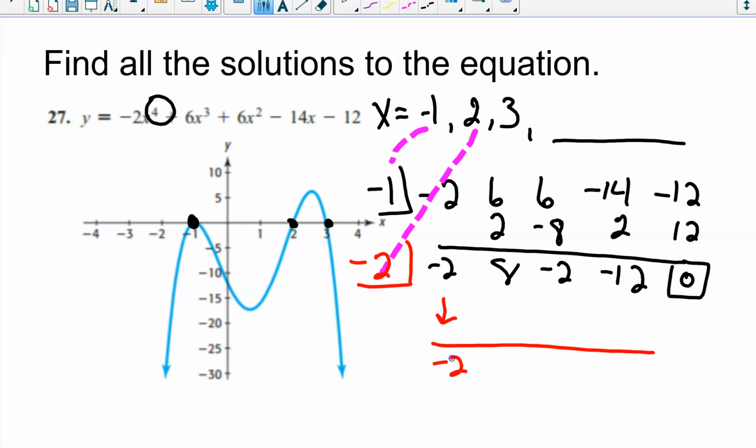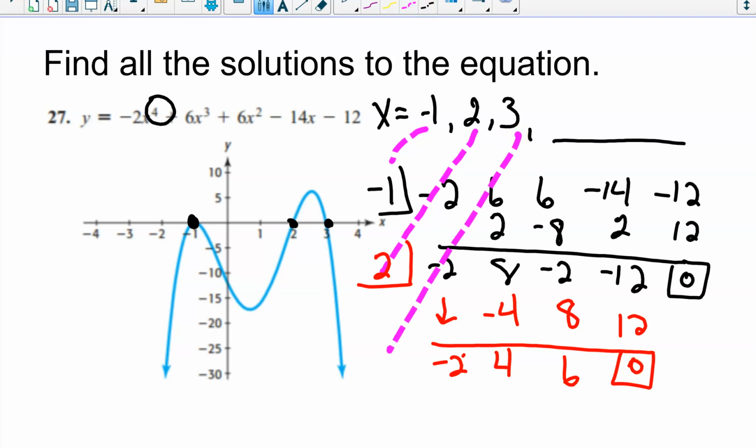Bringing that down, that's -2. -2 and -2 is a, oops, that's supposed to be a +2. -2 and 2 and -2 is -4. Add. So that is 4. 2 times 4 is 8, and that is 6. And then 2 times 6 is 12, and that remainder is 0. Again, that's your telltale sign I did it right. And then the last one, which is 3, I'm going to put that right there.